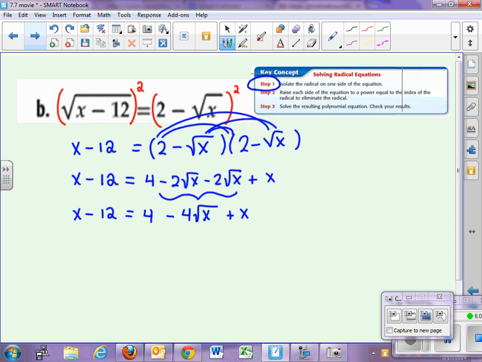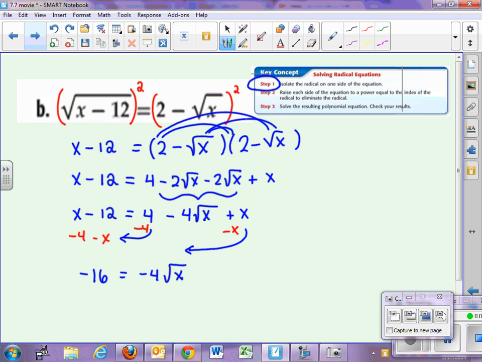We still have not isolated a radical to one side. So I'm basically going to subtract 4 and subtract x from both sides to move them onto the other side. Let's see what happens. I get x minus x, so that's nothing. And then negative 12 minus 4 is negative 16. I'm left with negative 4 times the square root of x.